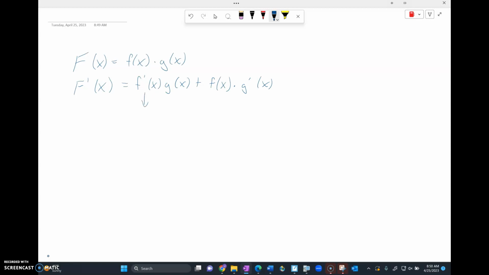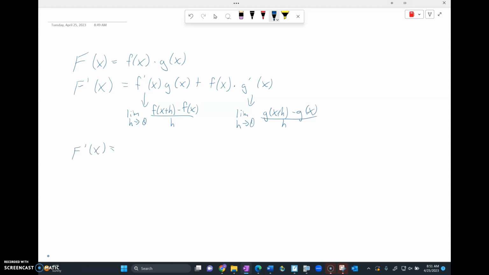Now, looking at this, you can see that f prime of x is the same thing as the limit as h goes to 0 of f of x plus h minus f of x over h. Right? Same kind of deal over here. You see that the limit as h goes to 0 of g of x plus h minus g of x over h is the limit definition for the derivative of g of x. Okay?